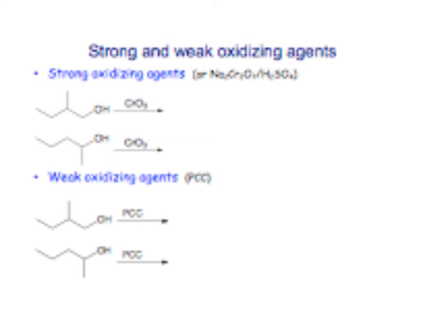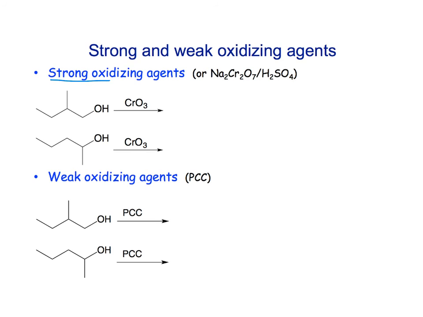The oxidation product sometimes depends upon what oxidizing agent you use. So we have divided our oxidizing agents into strong oxidizing agents. The primary one we're going to look at is chromium trioxide. We can also use sodium dichromate and sulfuric acid. Essentially, these two also give us chromium trioxide. So we have the strong oxidizing agents here. Down here, we're going to look at weak oxidizing agents. We use PCC. Remember, that's pyridinium chlorochromate.